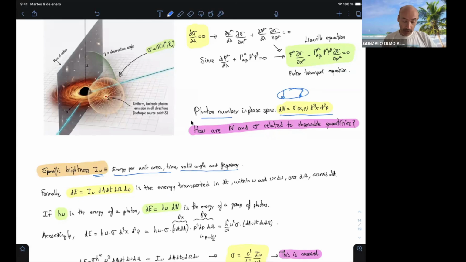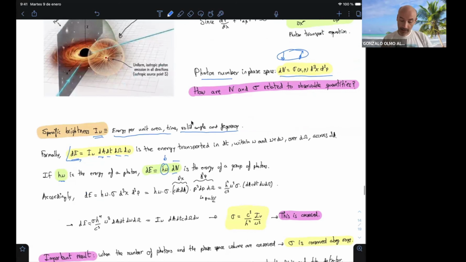We use it to define the energy transported by photons, okay? And then we interpret this energy transmitted per unit area, unit time, solid angle and frequency. If a photon has energy h nu, with h Planck's constant, then the total energy transported by that density of photons is simply the density of photons times the energy of each photon. Okay, this is the energy transported.